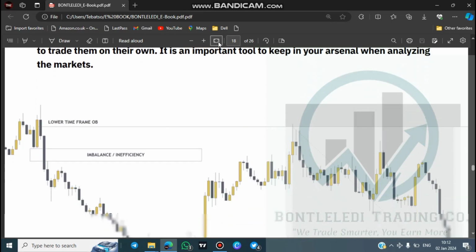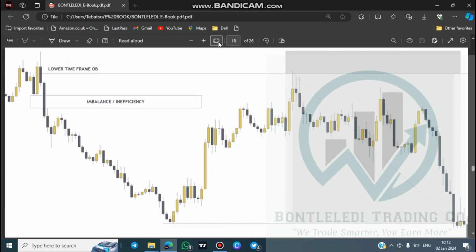So let's quickly jump into this example to see what's really happening. As you can see, this is a lower time frame order block, right? This candlestick over here is an order block. Remember, with the order block we're looking for the last candlestick or consecutive candles in the opposite direction. This is one of those candlesticks in the opposite direction, right? But then price moved in one direction rapidly, and it left an imbalance, an inefficiency in price delivery. So the price was only delivered one way over here.